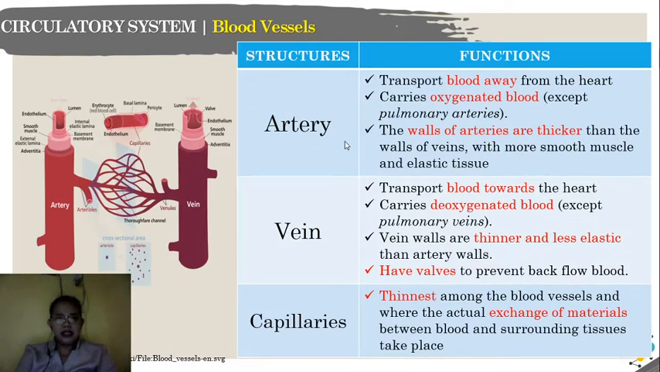Pag sinabi nating artery, since the main function of your circulatory system is to transport nutrients, gases, and waste products. So, ang ita-transport niya naman would be the blood. Okay, going where? Since sabi natin from the heart, okay? So, galing sa puso, away. So, meaning to say, papalabas or papalayo sa puso. So, meaning to say, papunta siya sa buong parte ng katawan ng tao. Okay, so that would be the transport system of your arteries.